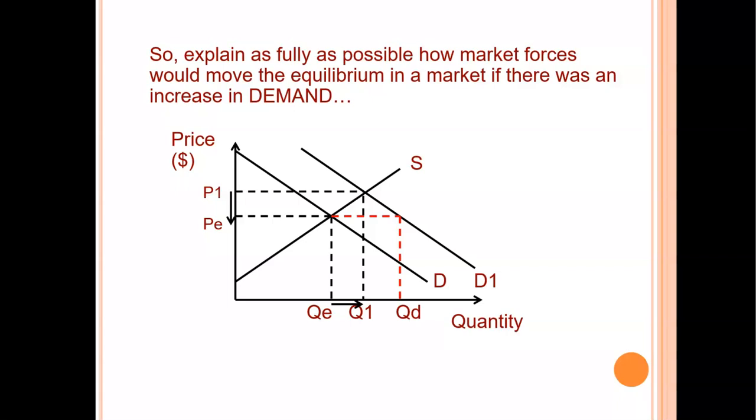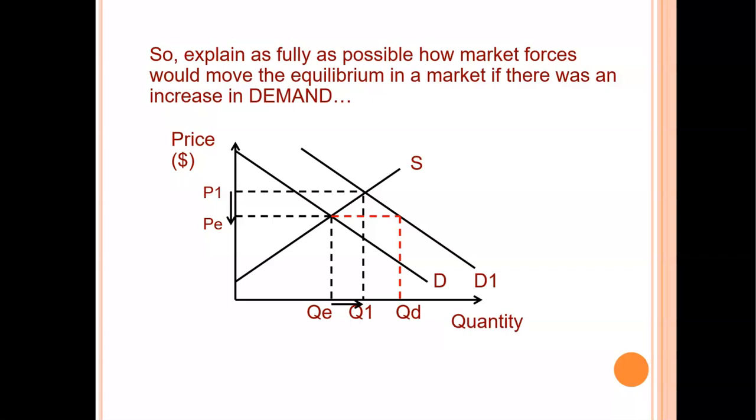So let's look at another example. Really common, this is almost an NCEA type question. Explain how market forces would move the equilibrium in a market if there was an increase in demand. So here we go. You start off by saying, well, if the price did not change, so if it stayed at PE, then there's actually a mistake in that graph. Hopefully you've spotted it with the price arrow going the wrong way.